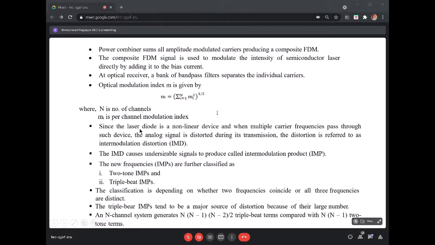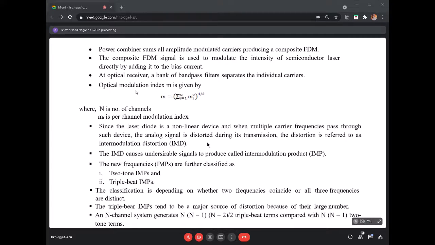Here, the laser diode is a non-linear device, as you all know. And whenever multiple carrier frequencies pass through such a device, that is the composite signal, and the composite signal passes through, in the sense of when we convert, the signal will get distorted.